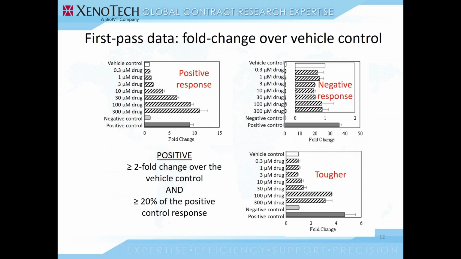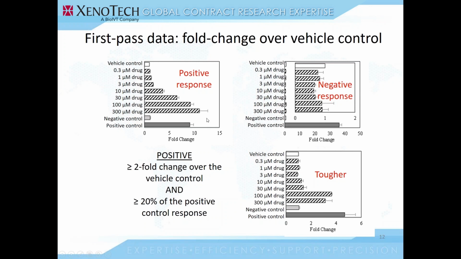So this is what I consider first pass data. It's a little bit of a misnomer because there's already quite a lot of analytical data processing that happens before we get here. But the curves, the pictures that people want are here. So this is representation of the fold change data over vehicle control. And it's the exact same order I just said, where we have vehicle control, increasing drug, negative control, positive control. This one is a beautiful positive response.